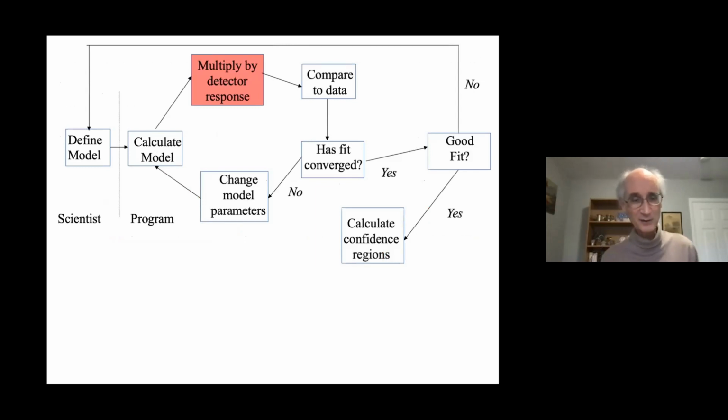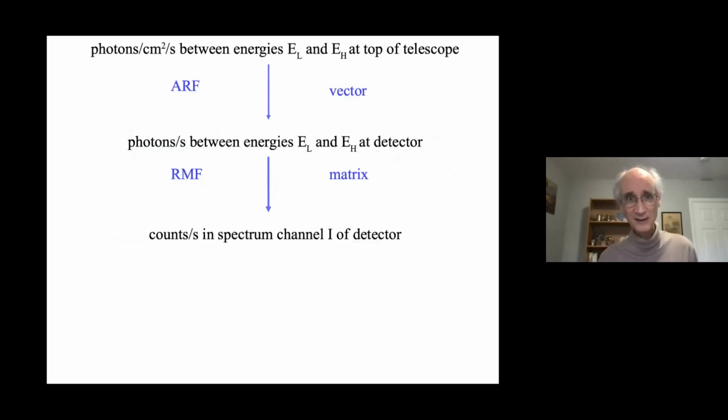So going on to the next bit, the multiply by the detector response. The way to think about this is at the top of the telescope, you've got some flux coming in, say between various energies. And then there are two operations that are being done. There's what we call the ARF, which is just the effective area, and that's a vector. So that gives you photons per second coming into the detector part of the system. And we generally call that the RMF, and that's a matrix. And then that's going to give you your counts per second in the channel of the detector.